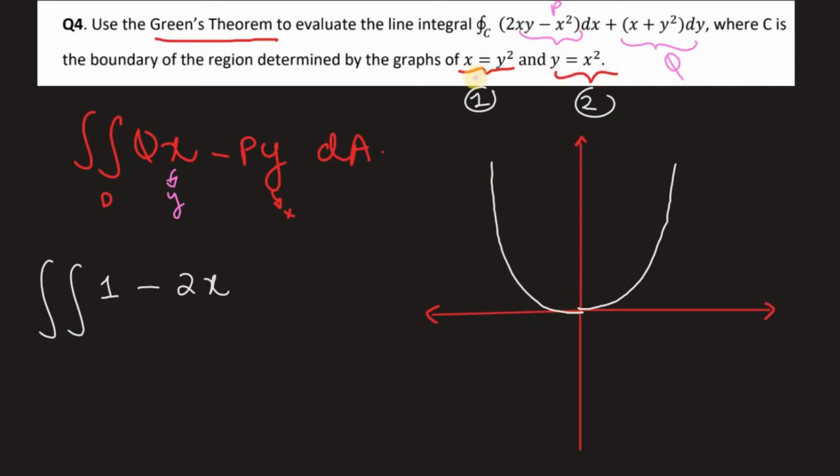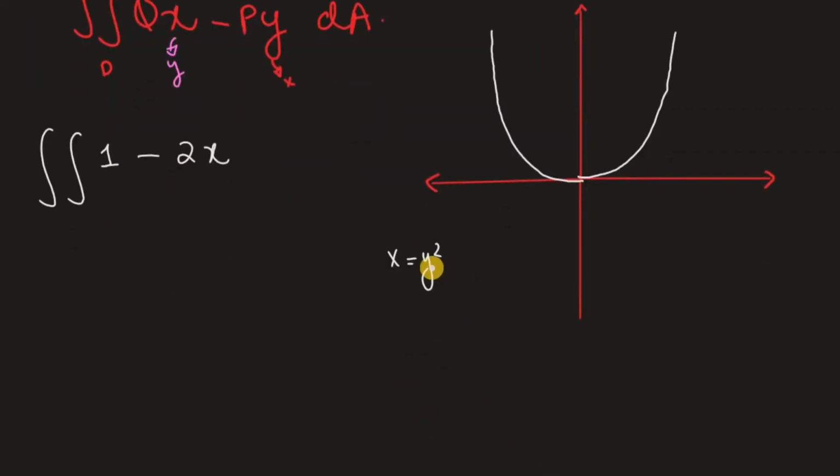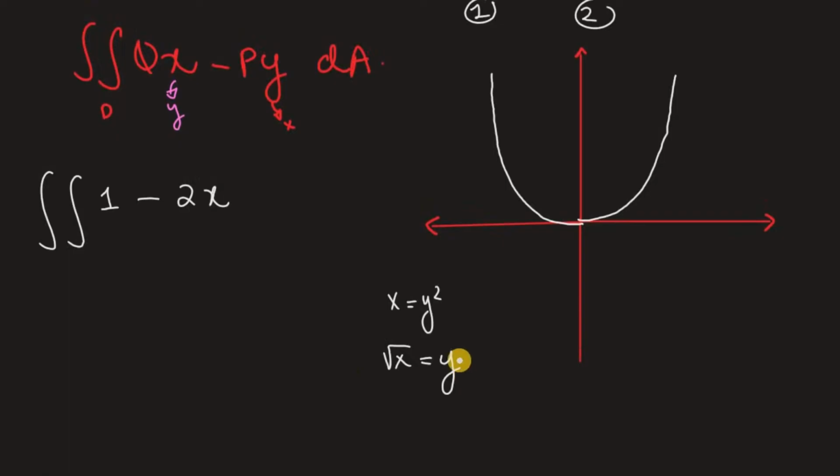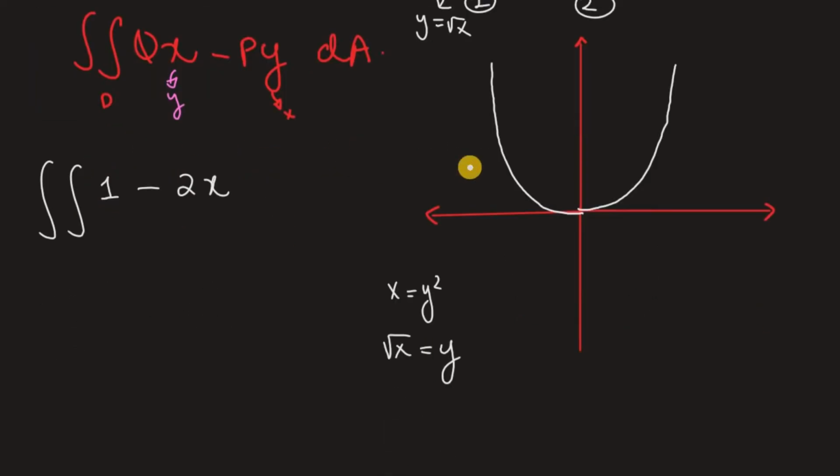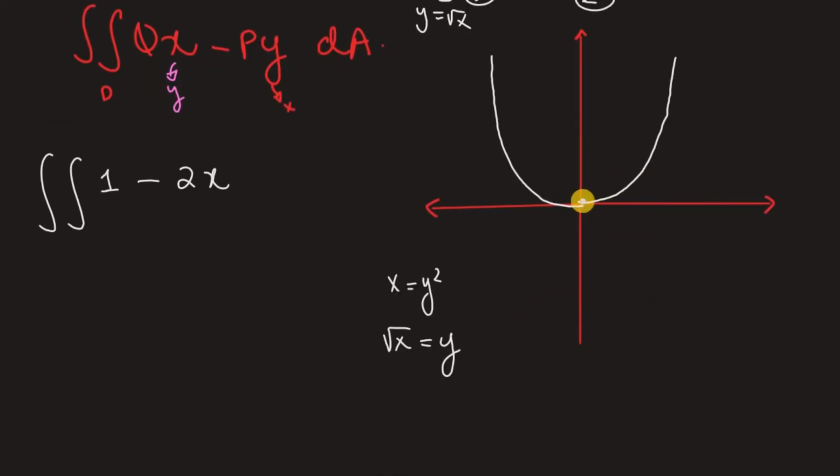Now we have x equals y squared. So let's make it into y equals something. In order to isolate y, we just need to square root both sides. If we square root both sides, here we only have y, and here we're going to have the square root of x. So this equation turns into y equals square root of x, and that's simply a curve something like this.